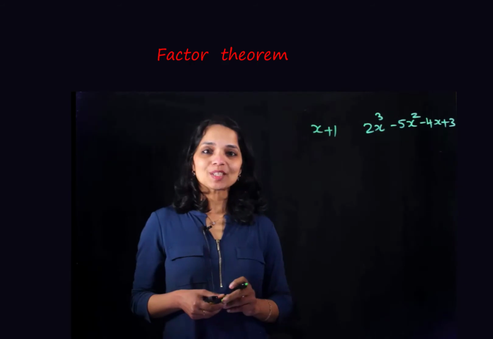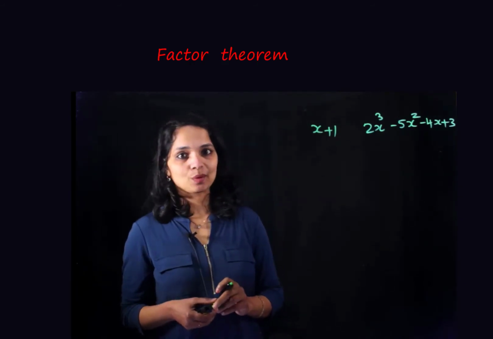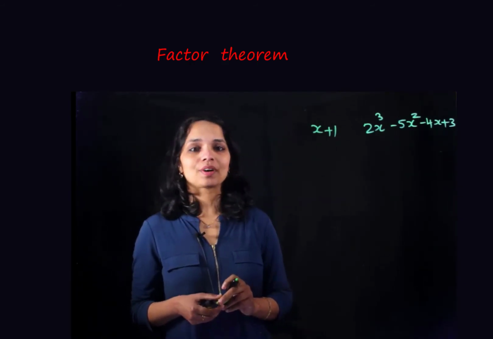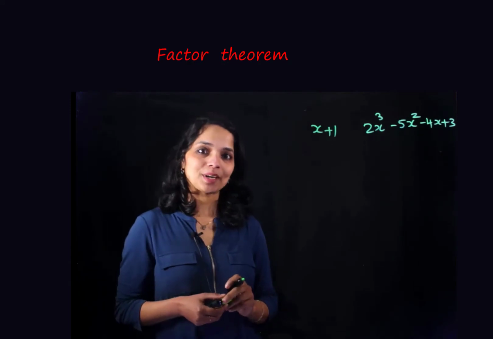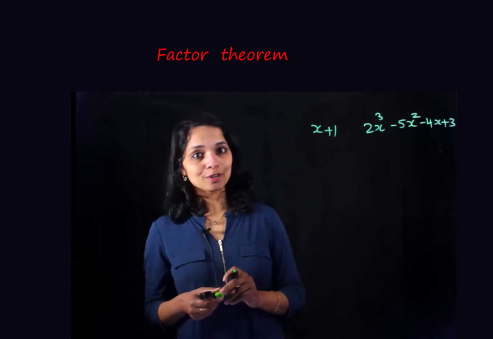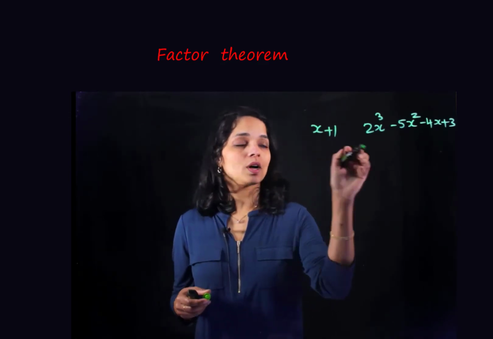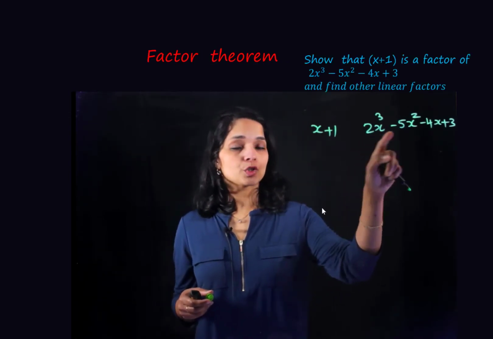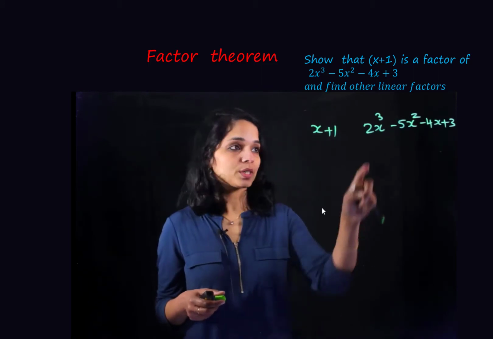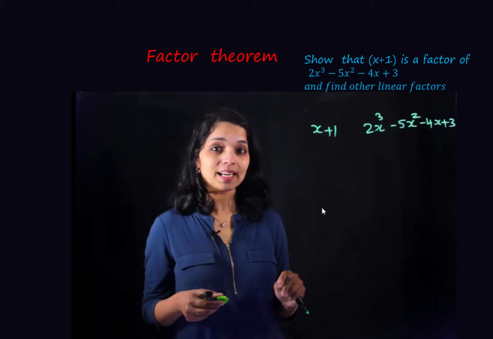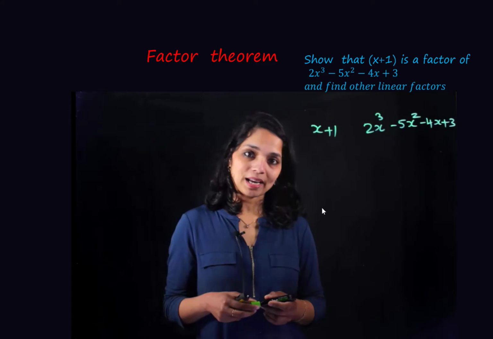Welcome everyone. In this video we're going to learn about the factor theorem and how it can be used to find the factors of cubic polynomials or higher degree polynomials. So we have a question in here. Show that x plus 1 is a factor of this cubic polynomial 2x cubed minus 5x squared minus 4x plus 3. So, let's begin with the remainder theorem in here.